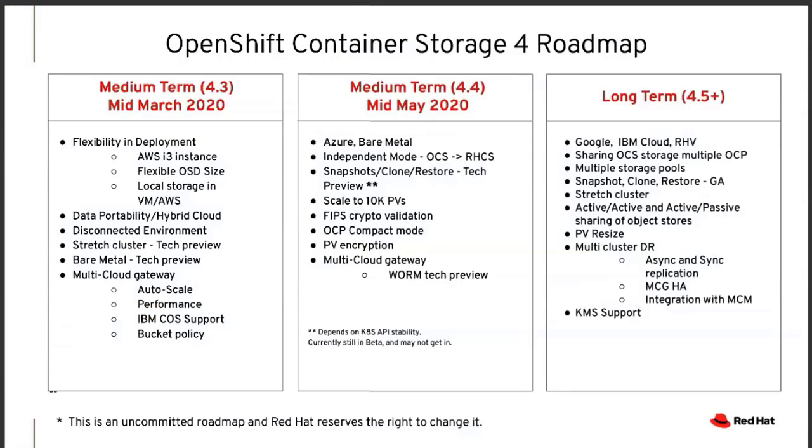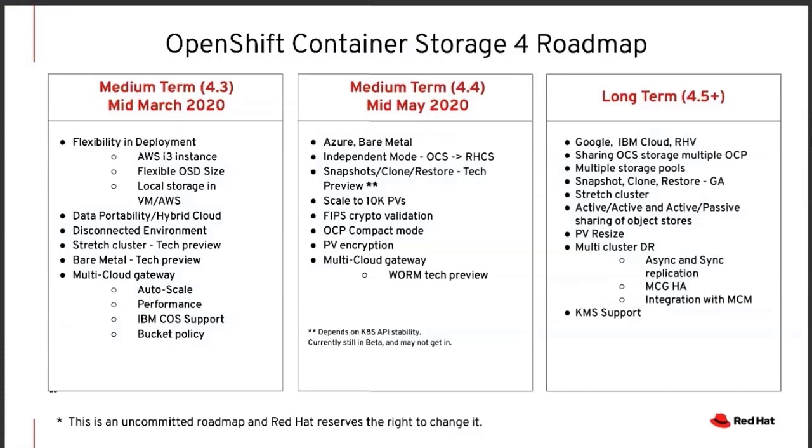Some stuff like the snapshots, clone, restore depend on Kubernetes API stability, which is currently still in beta, and we are dependent on that. So no real guarantees here at this moment. Longer term, Google, IBM Cloud, RHV also being asked for.